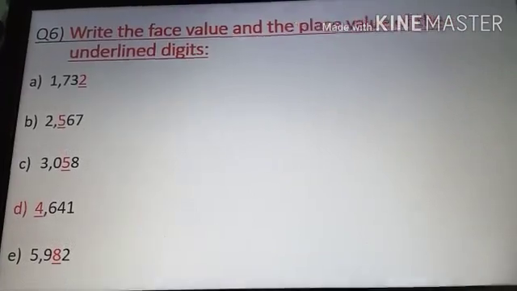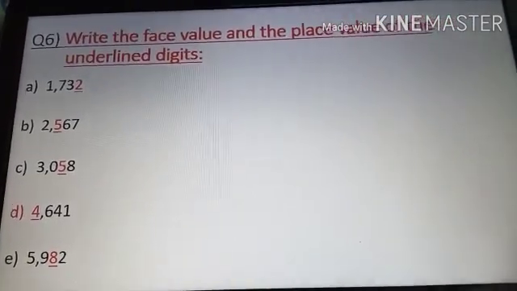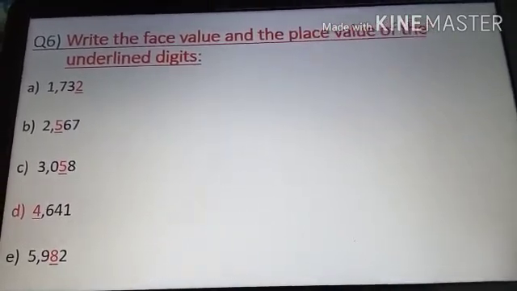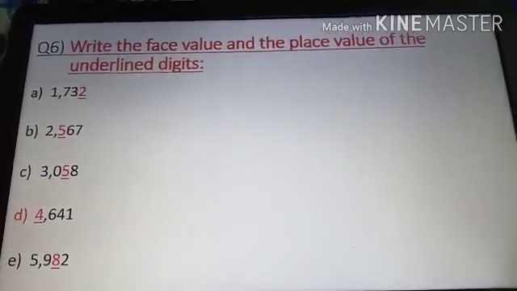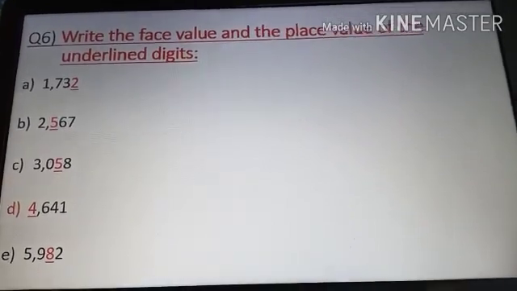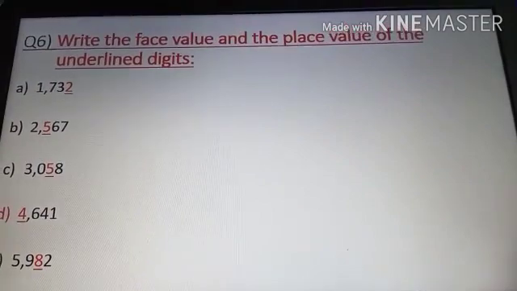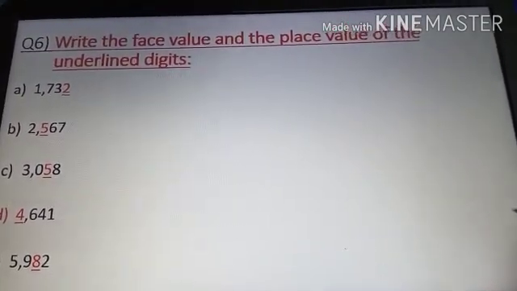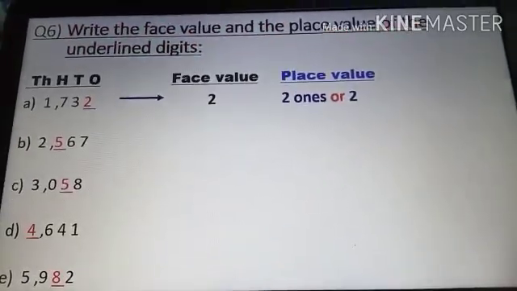Okay. Now we are moving to the next topic, children. Write the face value and the place value of the underlined digit. This we have done in our revision exercise also, but that time we were dealing with 3-digit numbers. Here the thing is same, but we will deal with 4-digit numbers. Face value, you know, is the digit itself only. And to find the place value, what we do? We read the place values like ones, tens, hundreds, thousands, like that. Clear? Move to the first question.